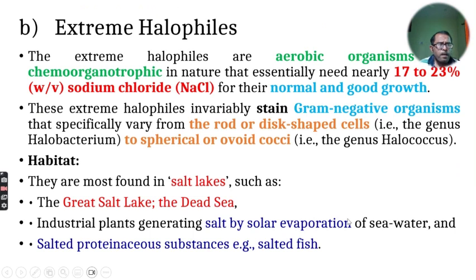Then the second group of bacteria are the Archaeobacteria. In the Archaeobacteria, there are the extreme halophiles. The name halophiles is given to this bacteria because halo means salt, philes means loving. Halophiles are those group of bacteria which love salts, because only in the presence of high salt concentration do these bacteria grow. When we do not provide high salt concentration, these bacteria will not grow in the lab.